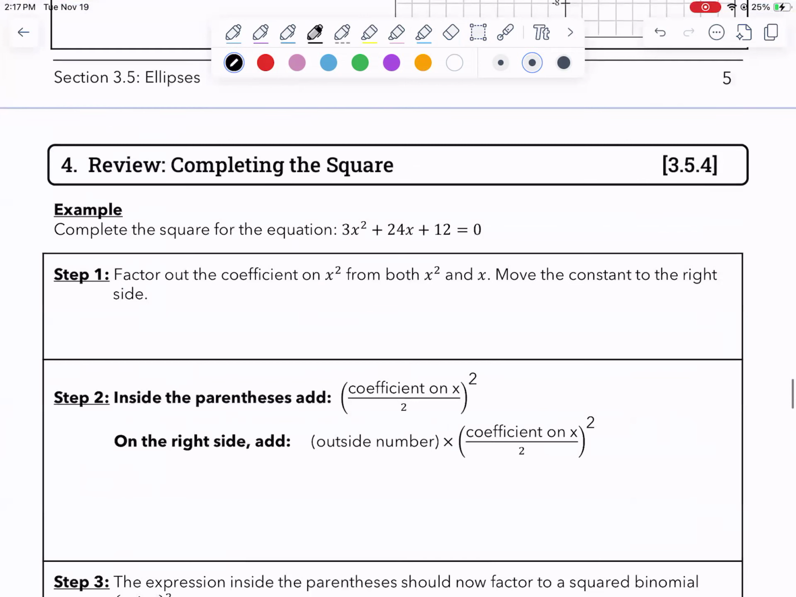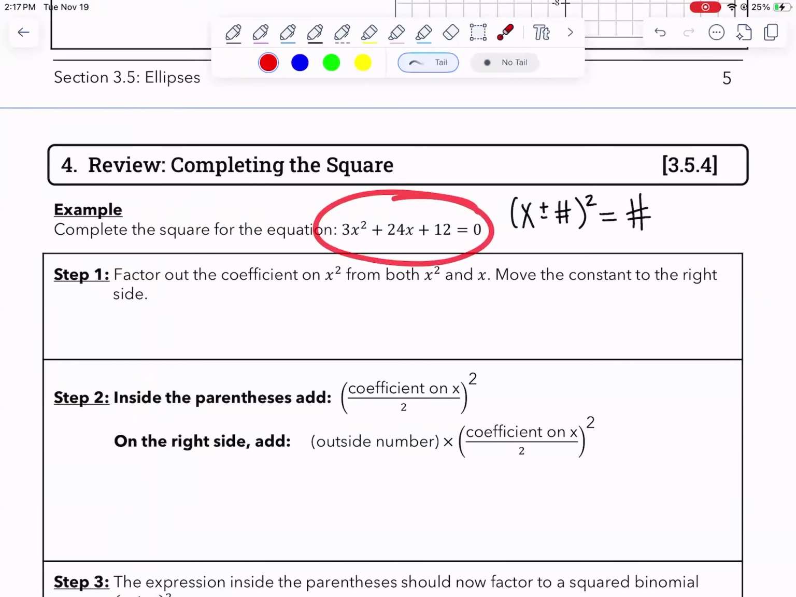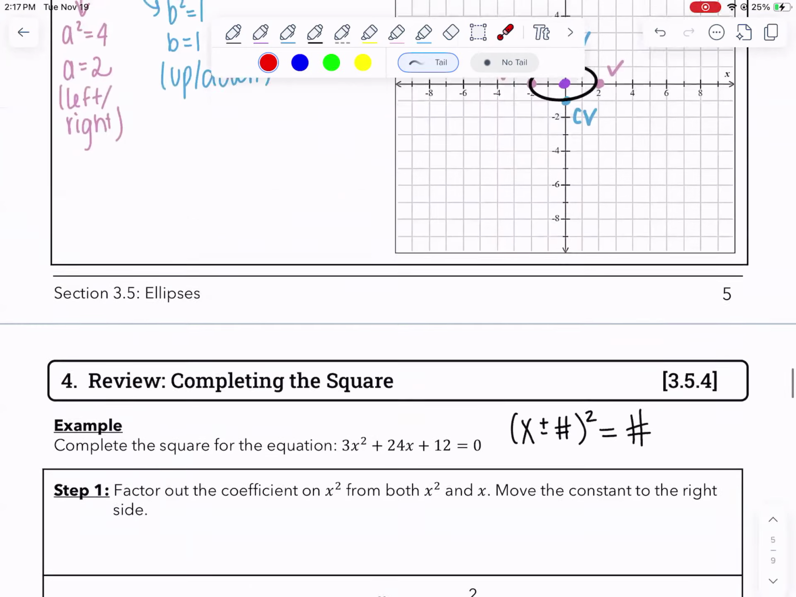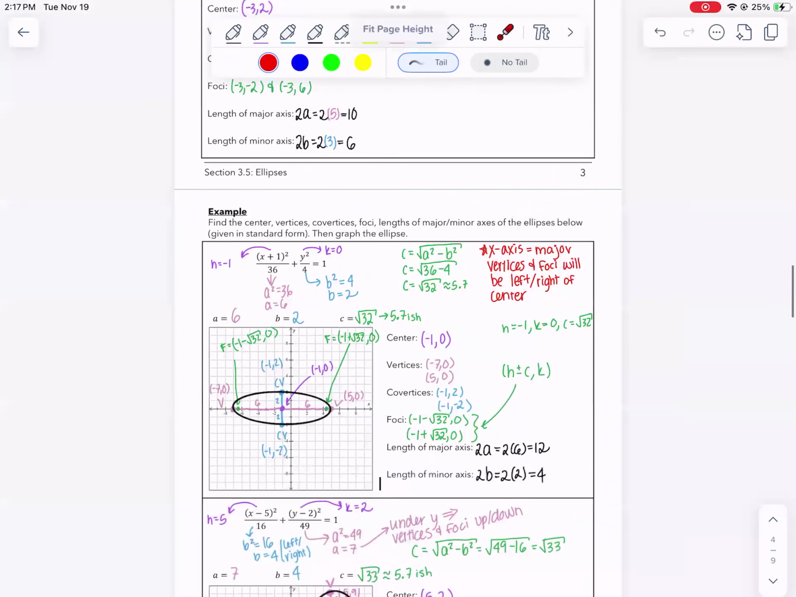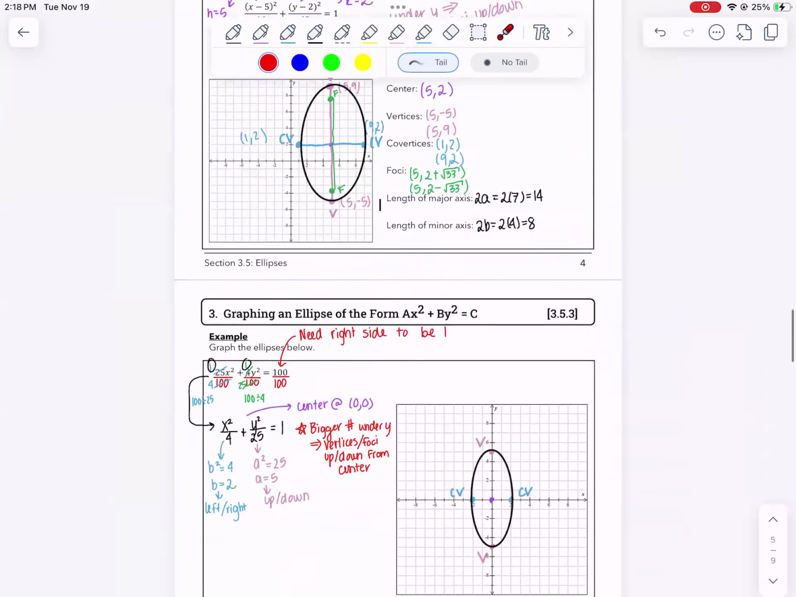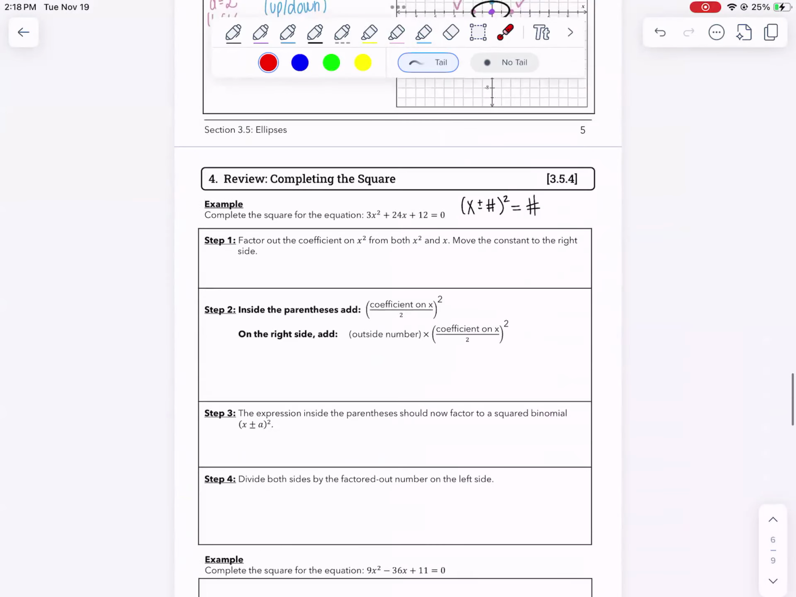In general, for the review I'm trying to do here, the goal is to get it to be x plus or minus some number, quantity squared, is equal to some other number. You take a quadratic that looks like this and you get it into this form here. And it should make sense why we would want this form based on what the equations of an ellipse look like, right? If we look at the equation of an ellipse, they look like this. So we want something squared. That is going to be the end goal there.